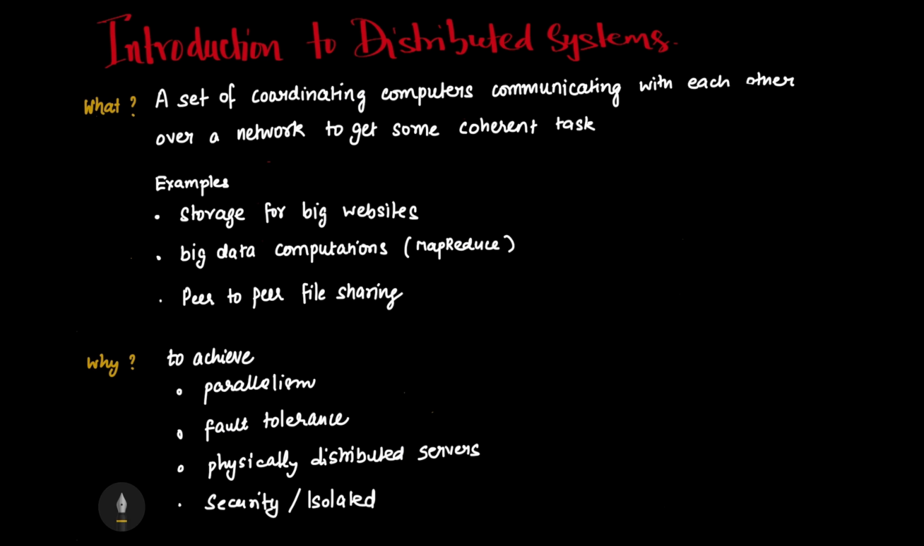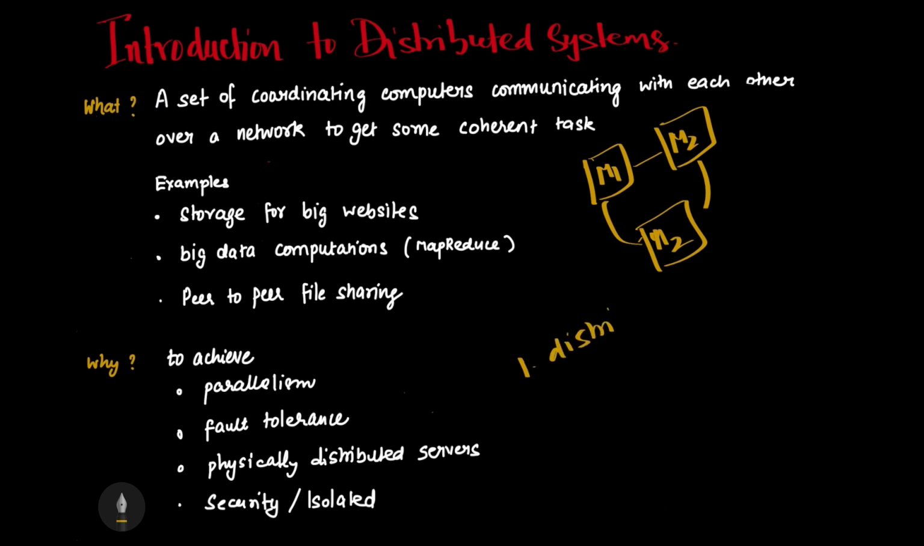A distributed system is a set of computers or machines that are communicating and coordinating with each other over a network to perform a certain task. There are different types of examples. One is distributed databases. Distributed databases means that we have multiple machines or servers and data is spread over all of these machines, and it's not stored on one single machine.